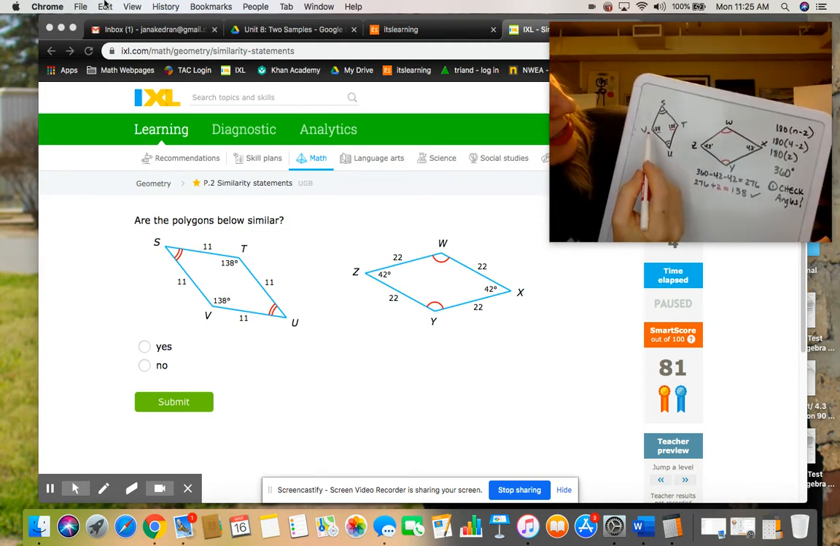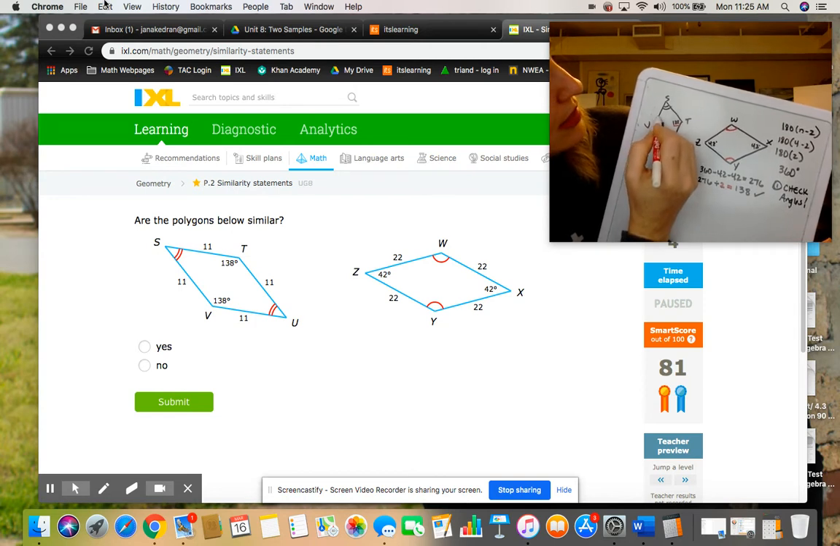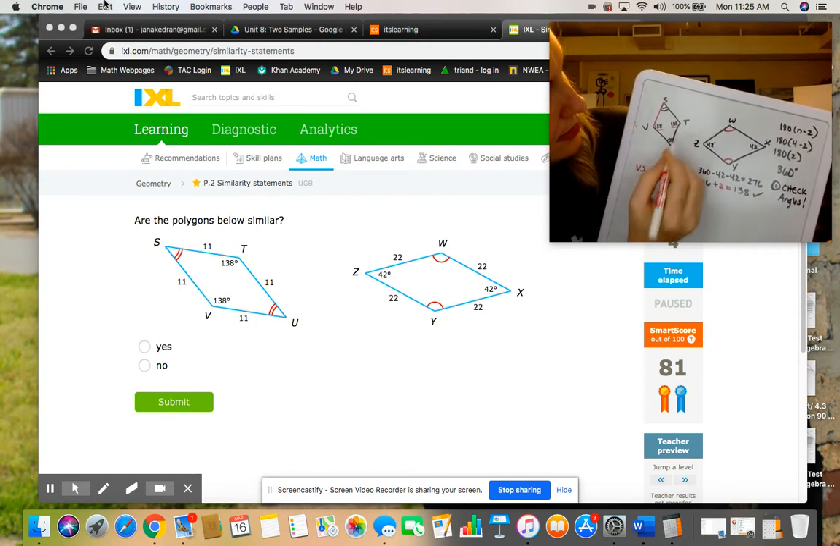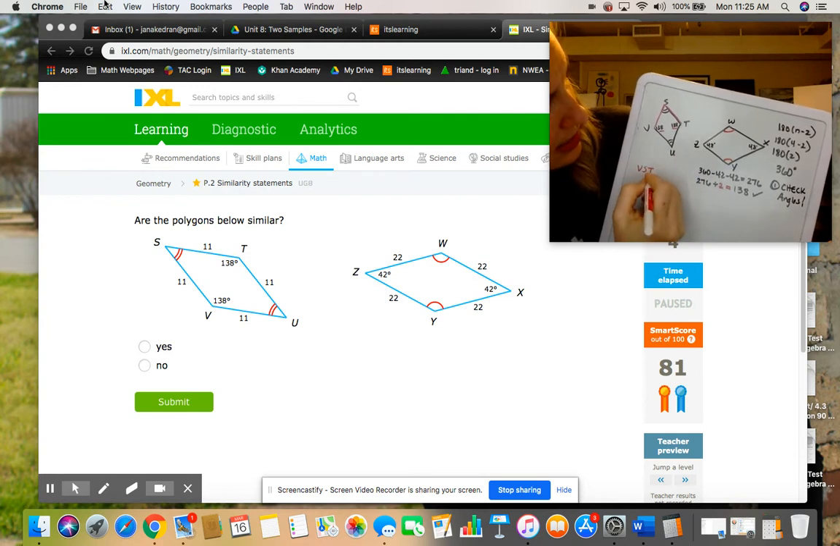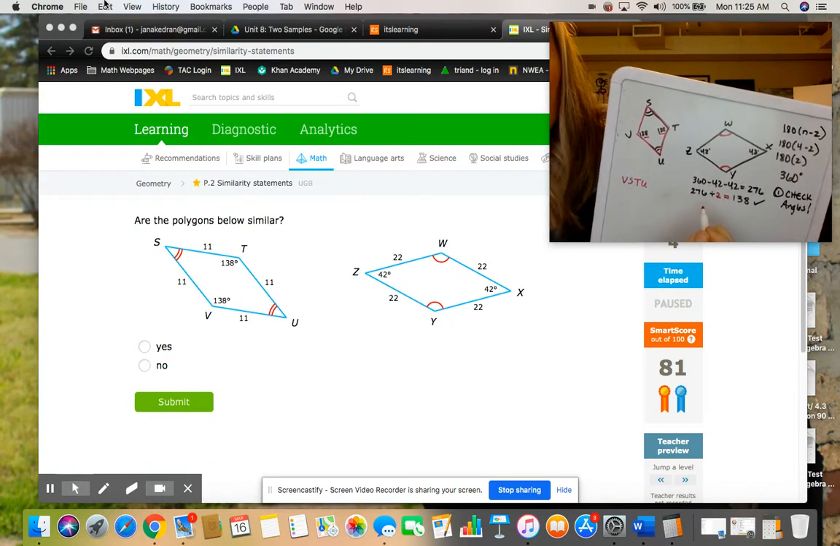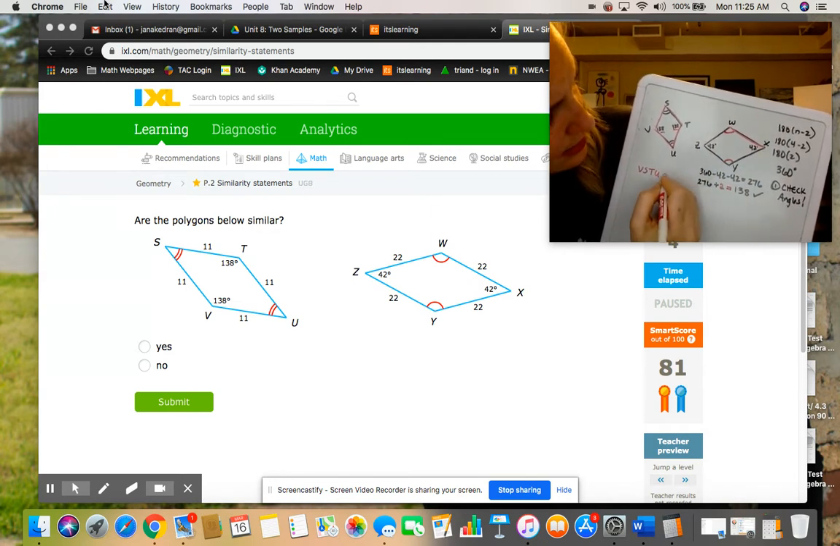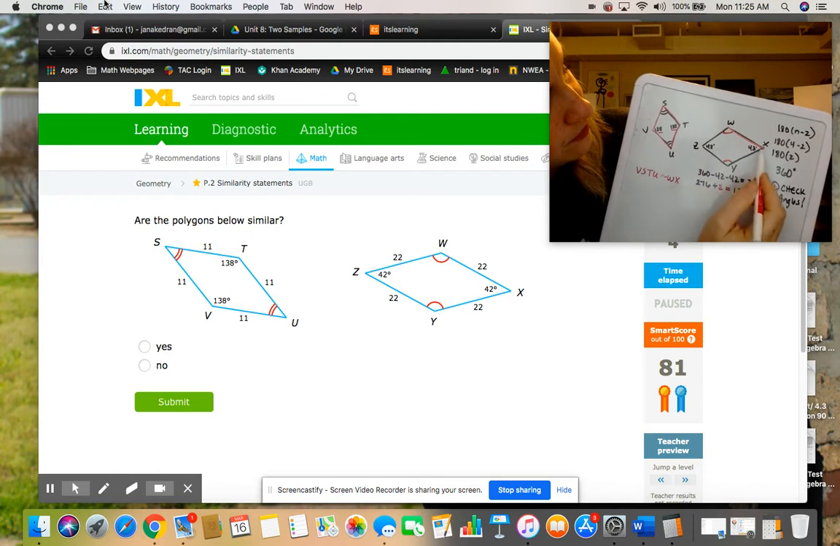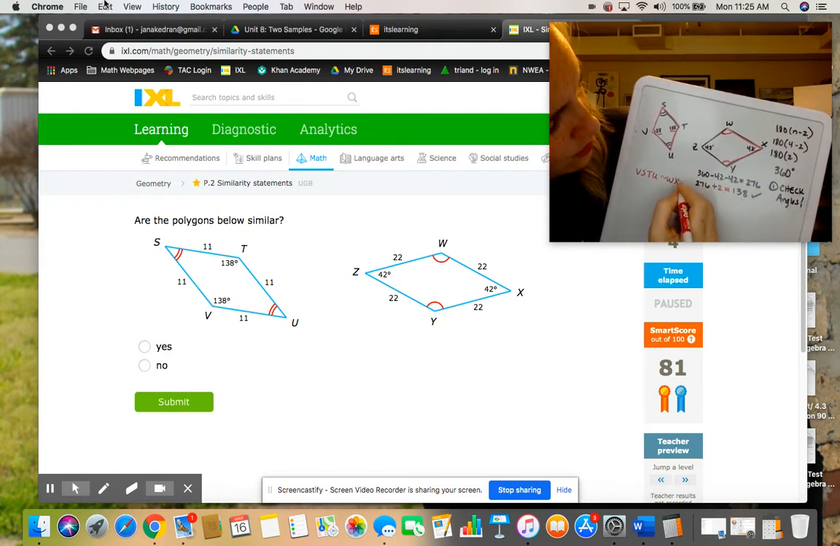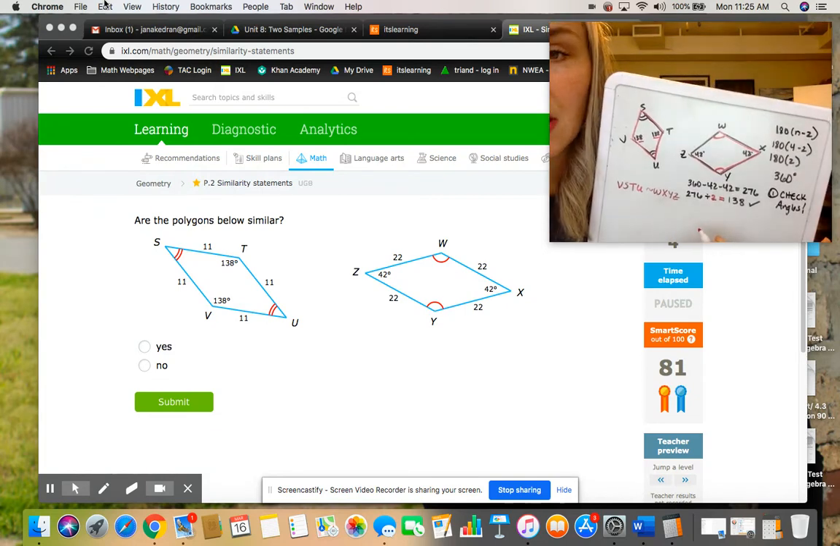Then I want to be able to write a similarity statement. Let me just say we're talking about VSTU, and I want to know what it's similar to. I started with 138, which would be one of these obtuse angles over here, and I'm going to one of the smaller angles. So, for example, I start with W. I might go to X, then Y, and then Z. So I might be checking this statement right here.